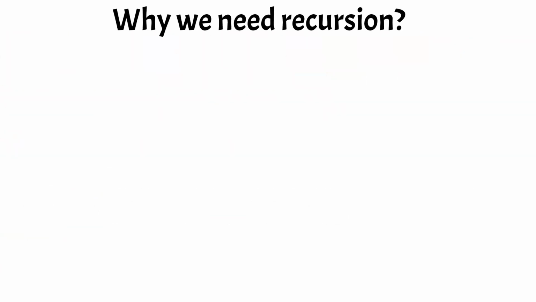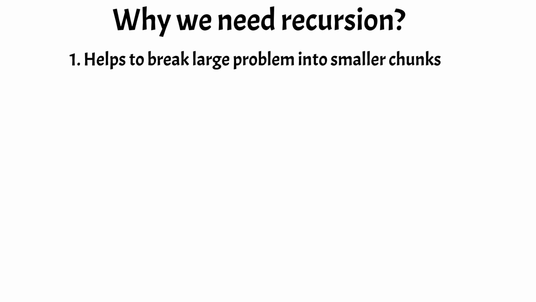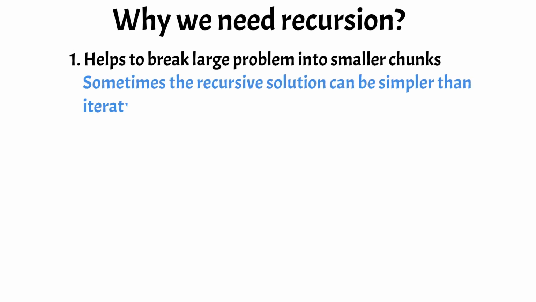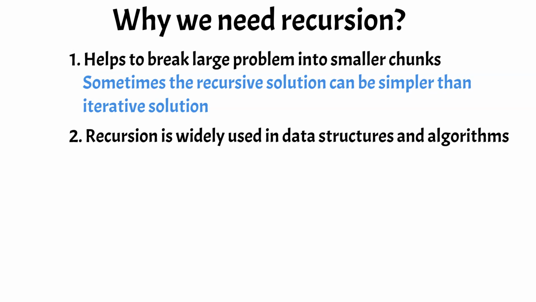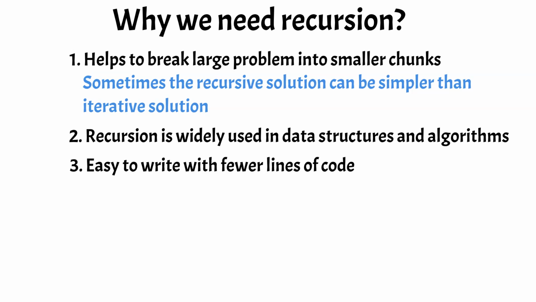The first and foremost reason is that recursive thinking is extremely important in programming, because it helps us to break down a large problem into smaller chunks. And sometimes the recursive solutions can be simpler than the iterative ones. Secondly, recursion is widely used in data structures like trees, graphs, and also some of the sorting algorithms. When recursive coding is compared with the iterative way of coding, then you will always find that the recursive-based functions are easy to write, as they involve fewer lines of code.